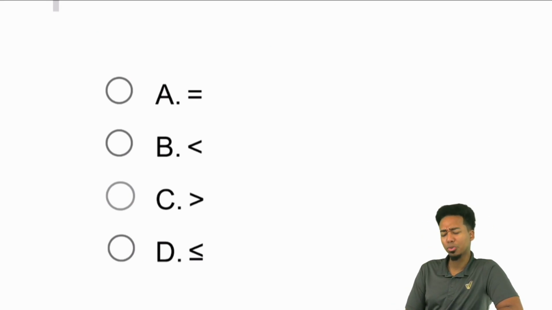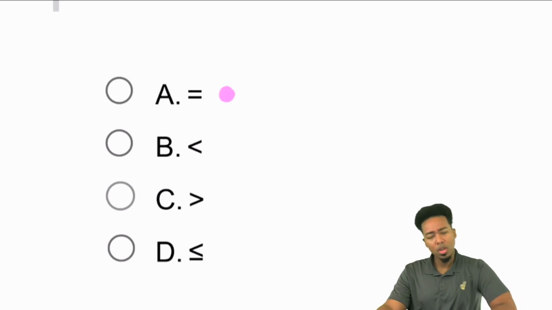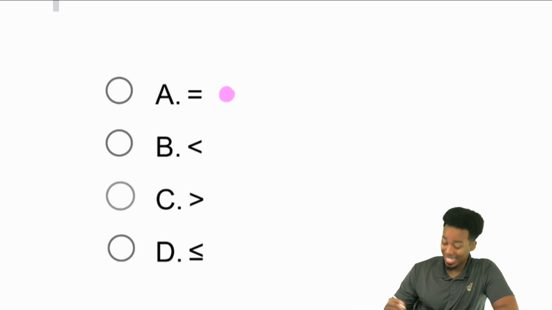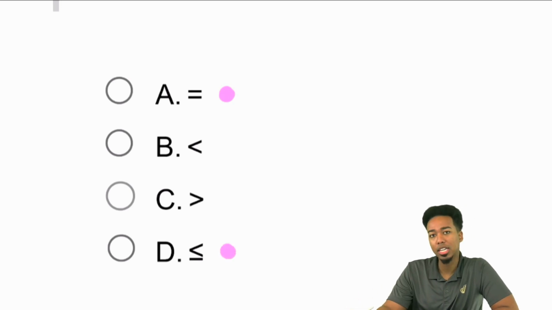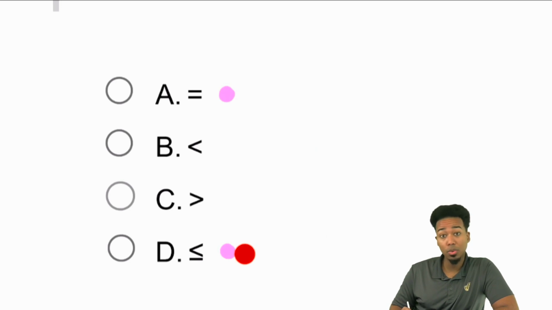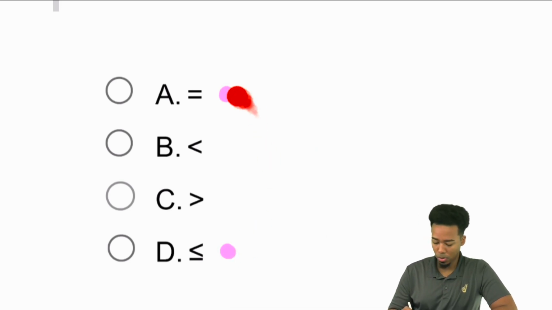Let's take a look at answer choice A. If A, equals, is correct, what other potential answer could be correct? Potentially D, because it says less than or equal to. So if it's equal to, then D would also be correct. You see what I'm saying? So if A is correct, then D is also correct. But again, you can't have 2 correct answers.